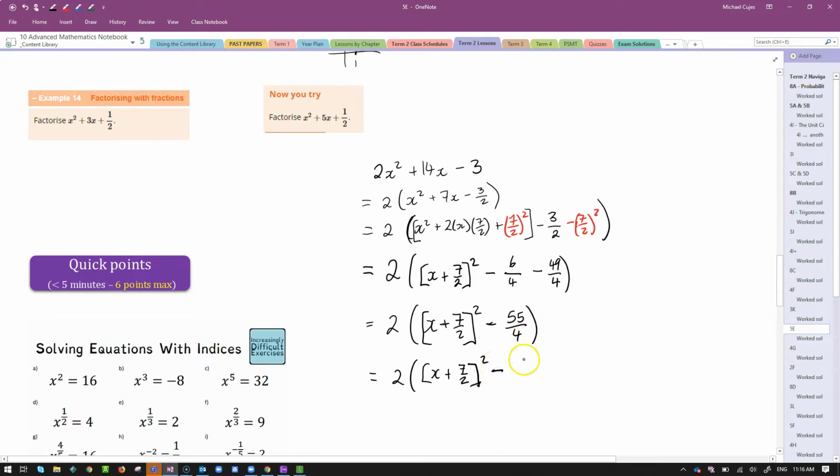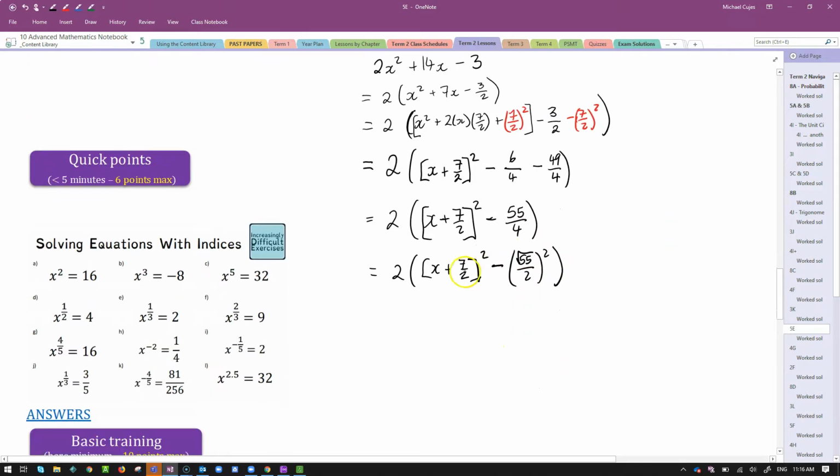I want to write this as a perfect square. So it's going to be root 55 over 2 all squared, isn't it? Just the square root of each bit there. All squared. Now I've got a squared minus b squared. I've got my favourite rule in maths, so I can go ahead and finish this. X plus 7 over 2 plus root 55 over 2, multiplied by x plus 7 over 2 minus root 55 over 2.